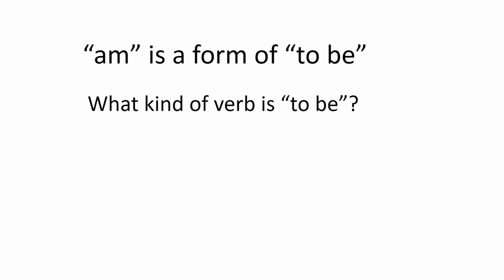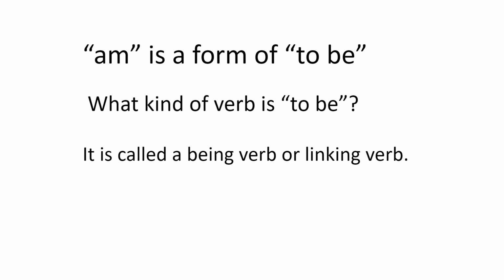Sorry, I went that too fast. I am the greatest movie star in the world. So that I is being something. In this case, it's being the greatest movie star in the world. So am, as a verb, is a form of to be. So the question is, what kind of verb is to be? It's not an action verb, it is, you guessed it, a being verb or a linking verb.